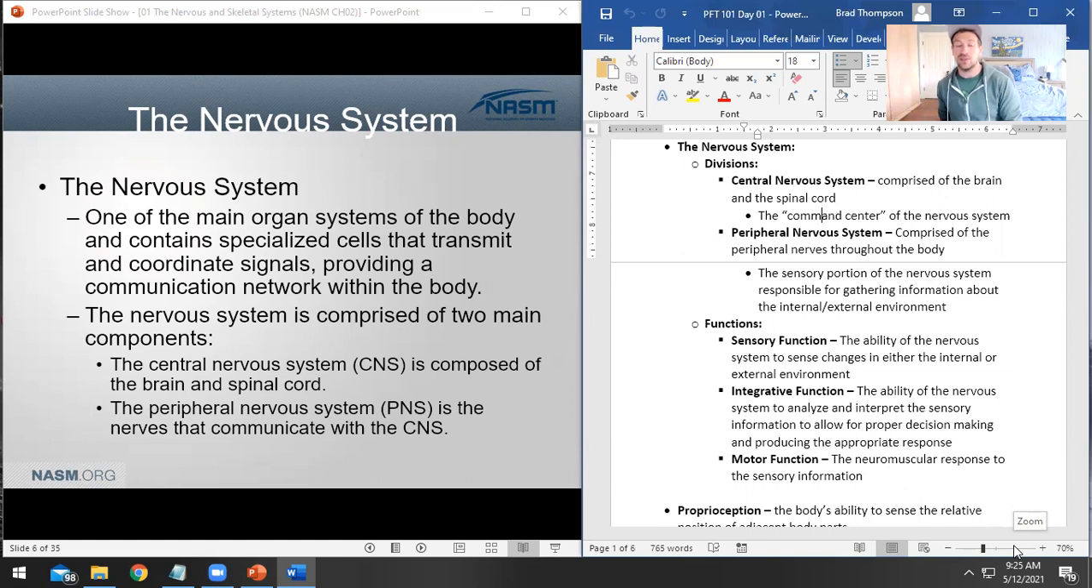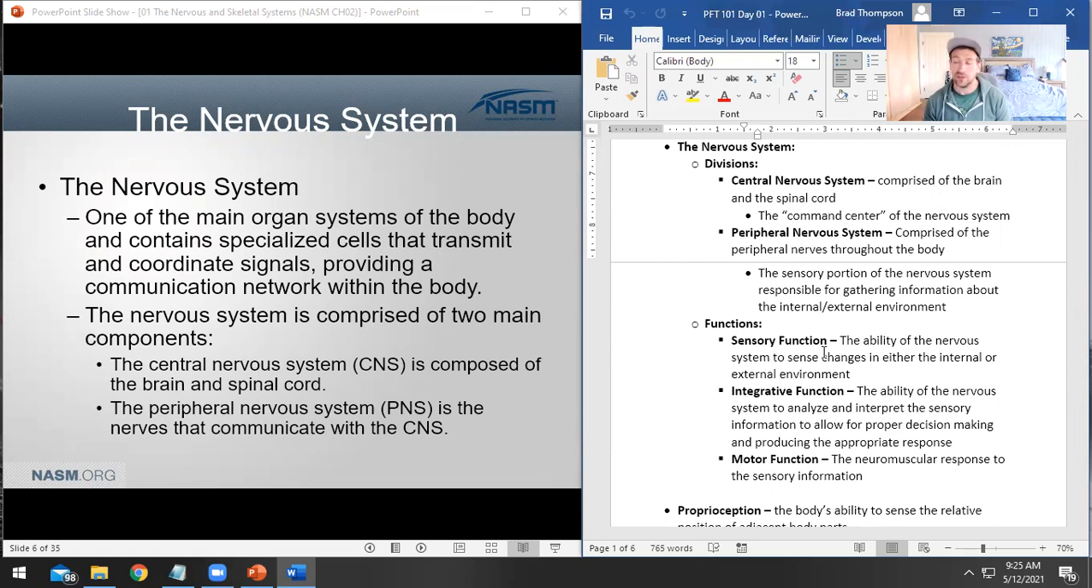So the nervous system is going to have two primary divisions here. You're going to have your central nervous system, which is your brain and your spinal cord. This is sort of the command center for your entire nervous system, right? The central nervous system is in charge of coordinating all the signals. It makes all of the decisions. The analogy that I always like to use is your central nervous system is kind of like the CEO of a company, right? They're in charge of making all of the major decisions about how that company is run.